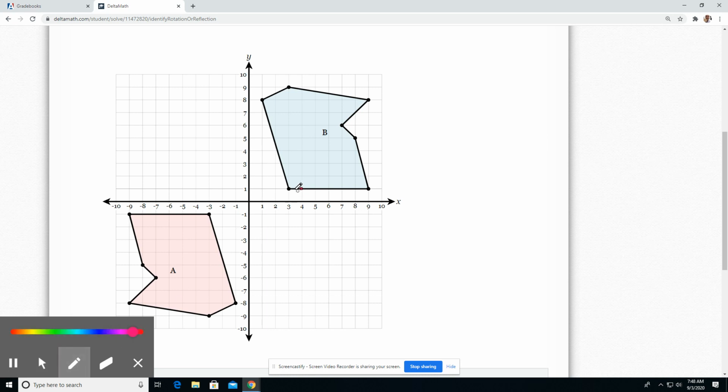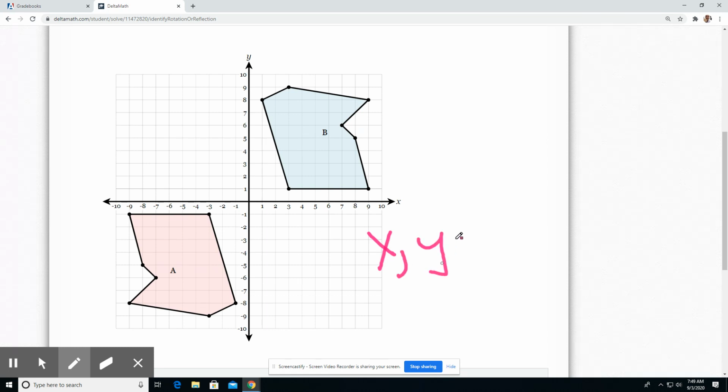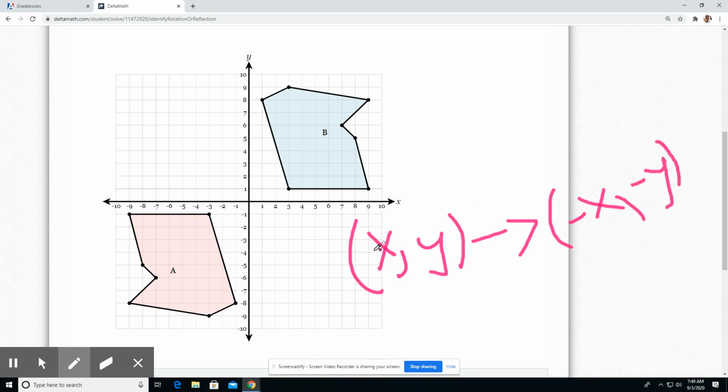It looks like, I would say, a rotation of 180 degrees, but when you have a rotation, just be careful that everything matches. So a 180 degree rotation has the form x comma y turning into negative x comma negative y. So we just want to test a point here and make sure that it fits that form. So I'll go ahead and test that point right there. Try to pick a point you can identify.